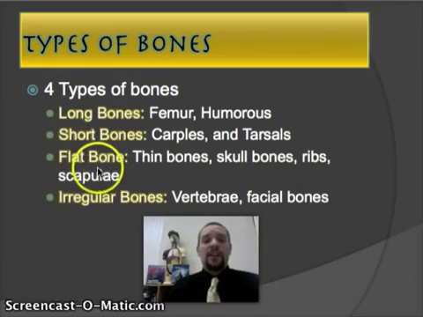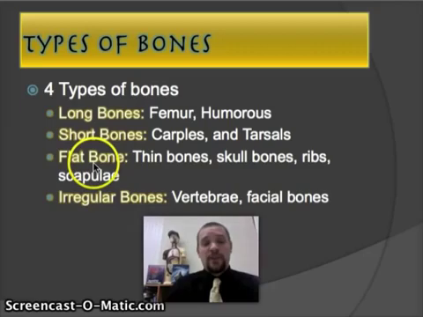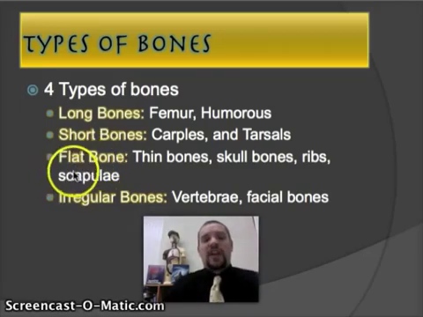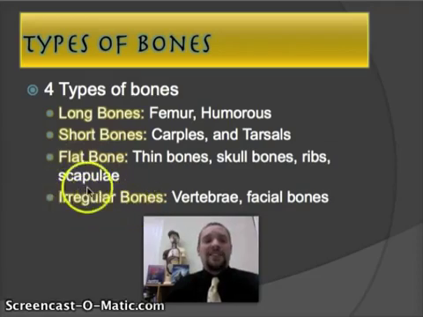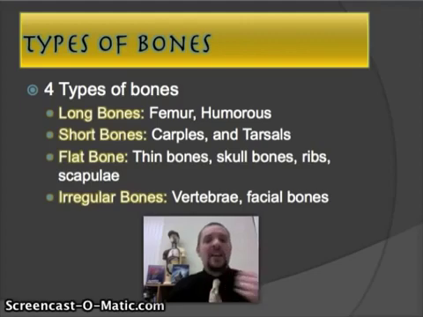Flat bones are going to be like bones in your skull. So when we put your skull together, it has all these flat, thin bones. Your ribs are flat bones. Your scapula, or shoulder blade, is also another type of flat bone. And then finally, we have irregular bones, which don't fit any of these categories. So they're going to be odd shaped. And so these are going to be like your vertebrae. A lot of your facial bones are just kind of odd pieces, and so those will be considered irregular bones.